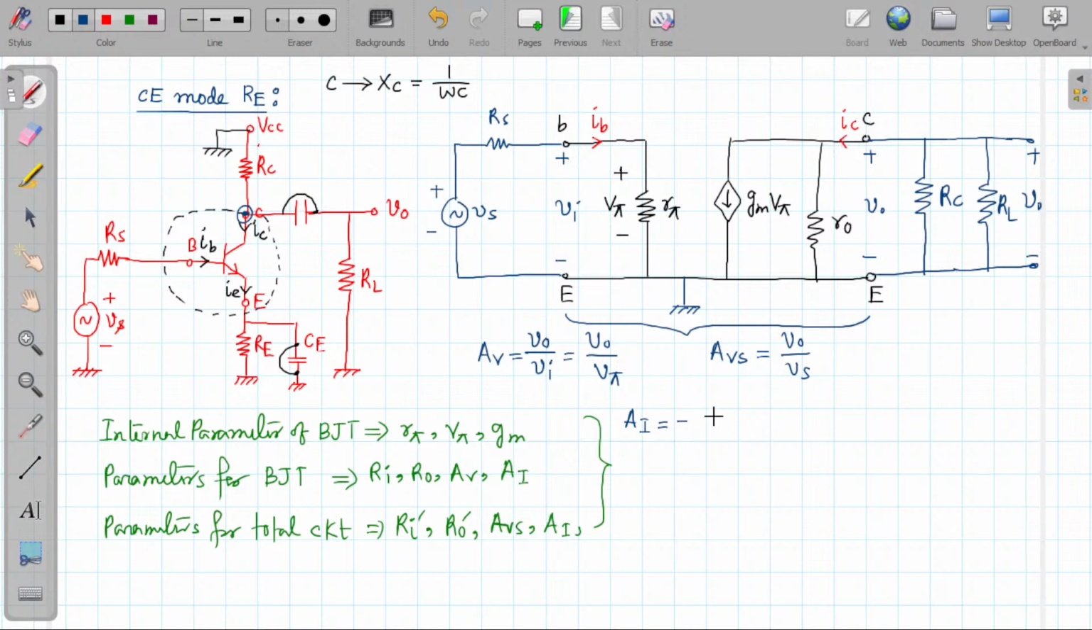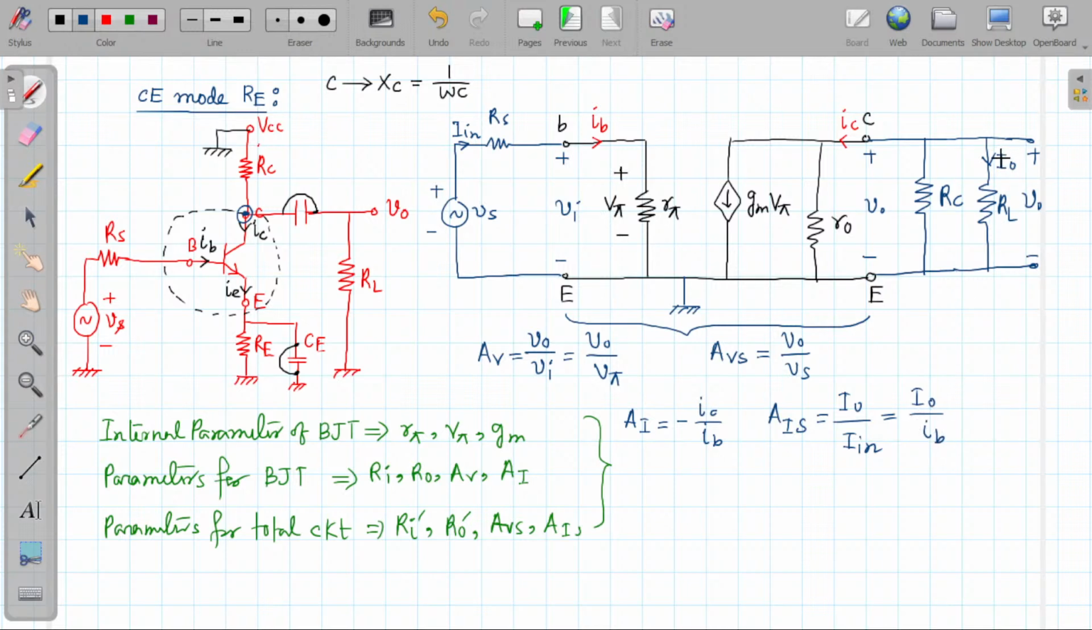So that means it will be minus IC divided by IB. But if we want to find the total current gain of the circuit, it will be I0 divided by I input. Where is I0? I0 is the current flowing through the load resistance. And what is input current? Input current is the current flowing from the source. So that is I input, and this I input is nothing but the IB. So I0 divided by IB.